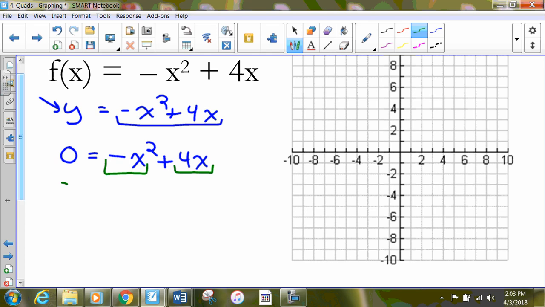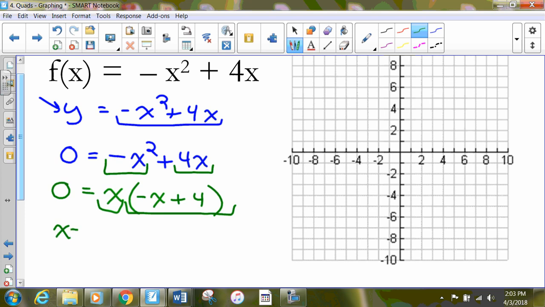So let's factor out the x. Once again, we're still 0 equals. We're going to factor out the x. If I divide negative x squared by x, I end up with negative x, right? If I divide 4x by x, I end up with 4. Are we good? All right, so I factored, and now I'm in an equation, and we've done this before, right? Where we have something times something equals 0, which means either x is equal to 0 or negative x plus 4 is equal to 0.